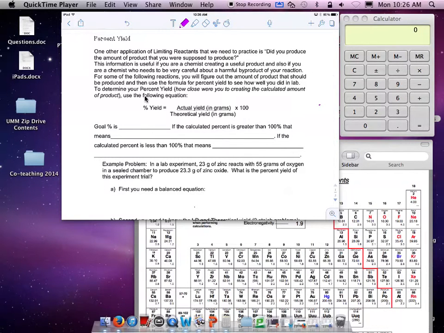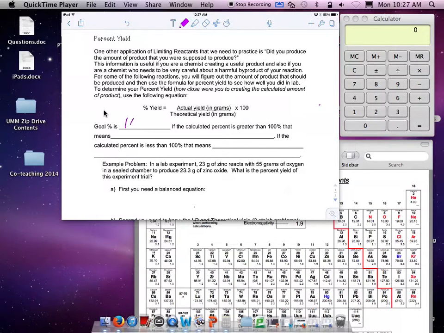To figure out percent yield, which is basically how close you were to creating the calculated amount of product, like how much you were supposed to, you would use this equation. It's percent, so you're going to take the actual amount, what you actually got, which is from lab, from actually doing it, compared to what you theoretically were supposed to get. So that's just based on math. So what you really got divided by what you were supposed to get, times 100, because that puts it into percent.